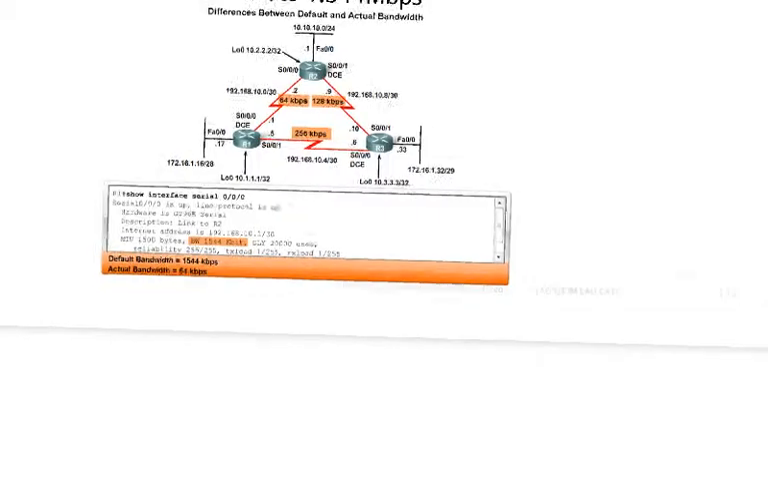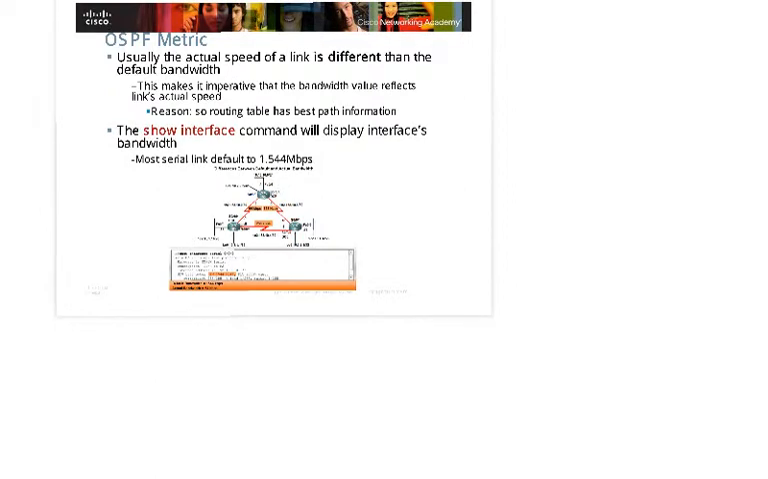So this indicates that OSPF takes into consideration the physical bandwidth of the link by default. Okay? So how do we let OSPF know that the actual bandwidth is 64? You have to do that manually. Okay, so the default is that OSPF will take into consideration the 1.5.